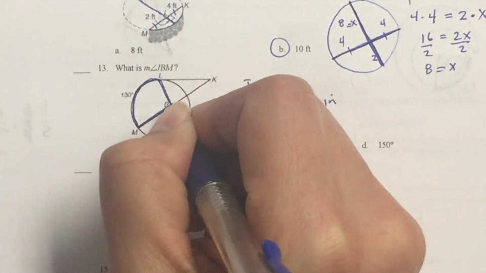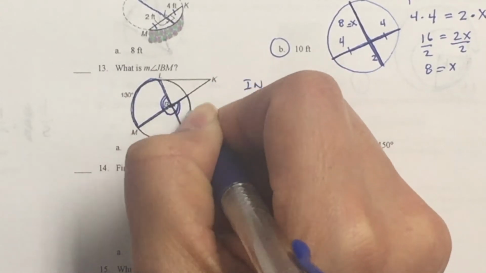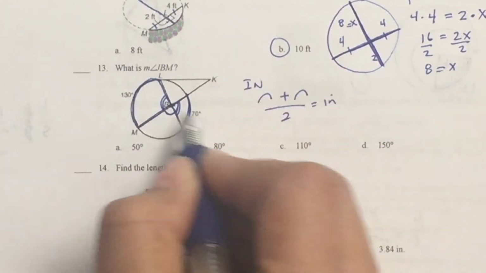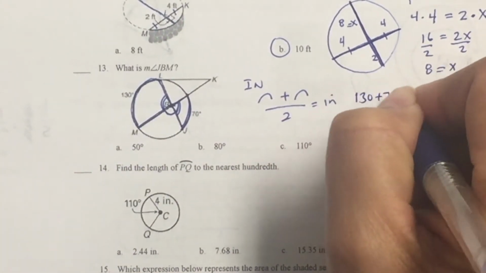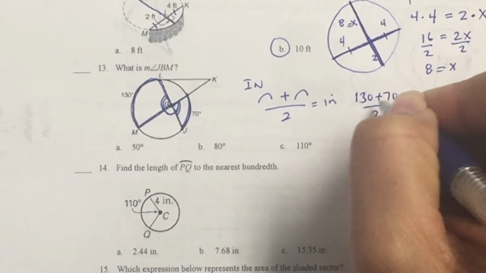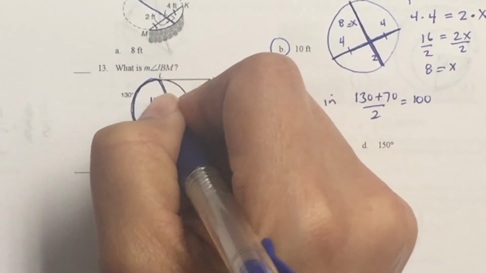That's going to give me this, which is going to be with this one, which is going to give me that. So what do I do to the arcs? I add them together and divide by 2. So that's going to be 130 plus 70 divided by 2, which is 200 divided by 2, which is 100. So this right here is 100.